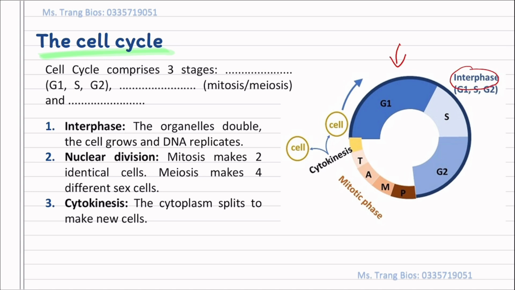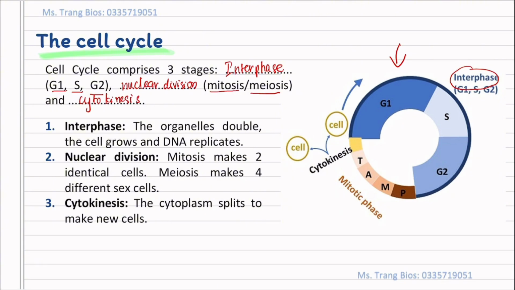So the first step is interphase here. That is made up of what we call G1, S and G2. Then we have the nuclear division, that is either mitosis or meiosis. And finally is cytokinesis, which is when the cell cytoplasm splits.